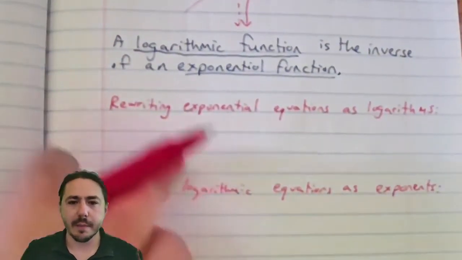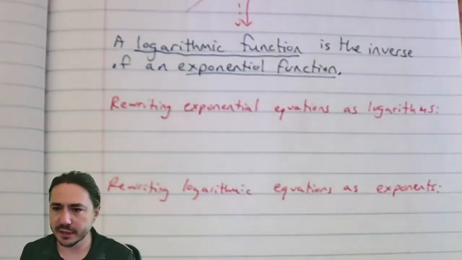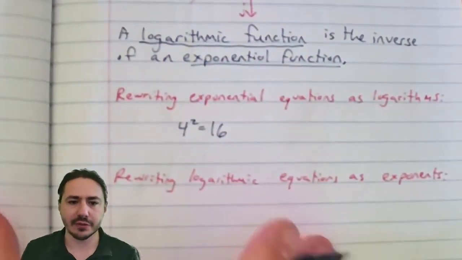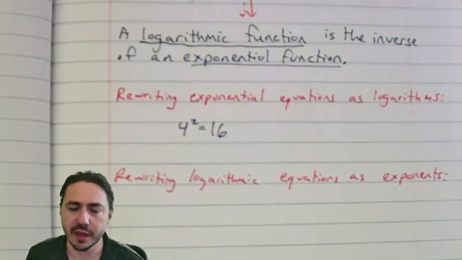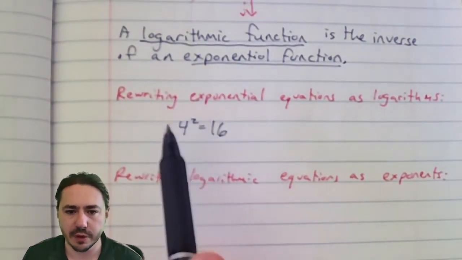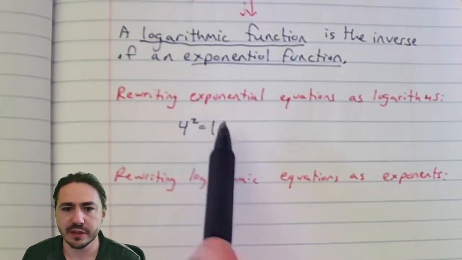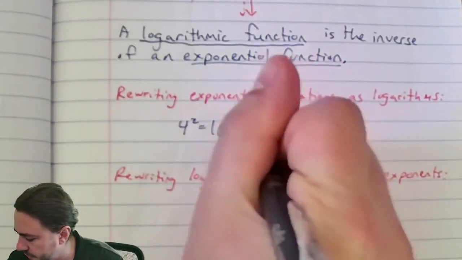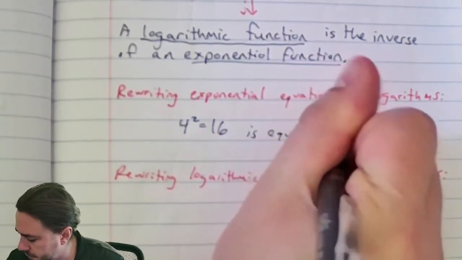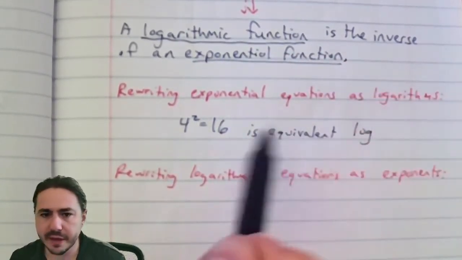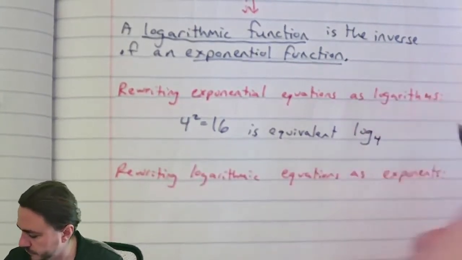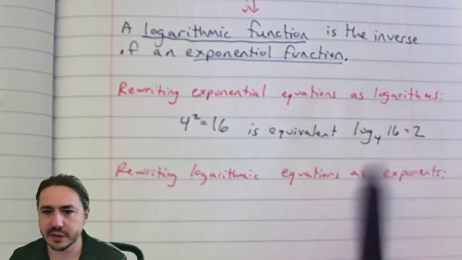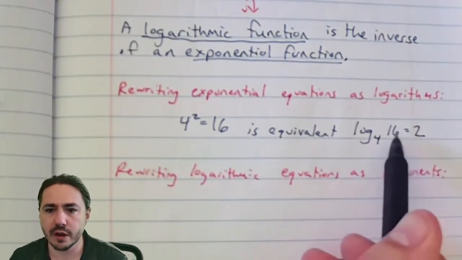First, let's say you had an equation like 4 squared equals 16. Obviously this is true, right? We're not trying to solve anything. I just want you to see that this can be rewritten using logarithms. This equation is equivalent to the equation log, now the base is 4, of 16 is 2. Basically what it's saying is 4 squared is 16.